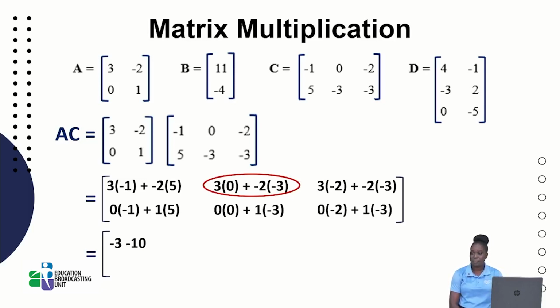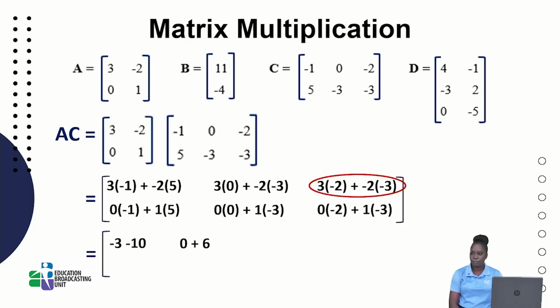Next, 3 times 0, well, we know that anything times 0 would just be 0. So 3 times 0 is 0, plus negative 2 times negative 3. And negative times negative gives us positive, so that would just be 0 plus 6.